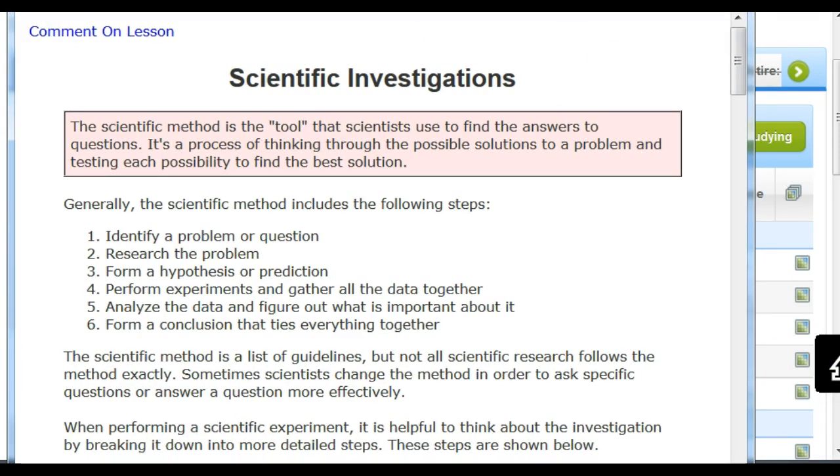Scientific investigations. The scientific method is the tool that scientists use to find answers to questions. It's a process of thinking through the possible solutions to a problem and testing each possibility to find out the best solution. Generally, the scientific method includes the following steps: identify a problem or question, research the problem, form a hypothesis or prediction, perform experiments and gather all the data together, analyze the data and figure out what is important about it, and form a conclusion that ties everything together.